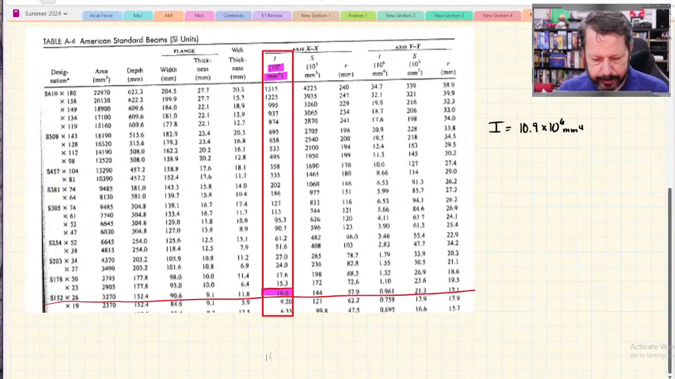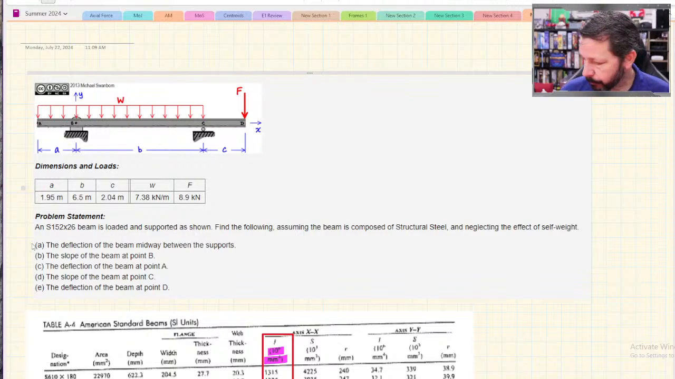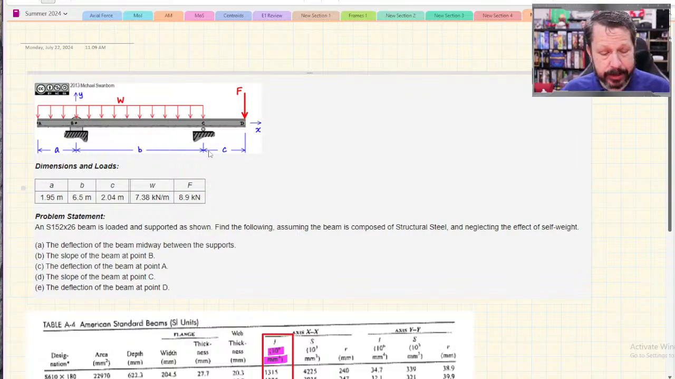All right. So let's go back to here. We're working on part A. We want to know the deflection midway between the supports. Okay? So this one's a little bit tricky because we've got a simply supported beam, but it has two separate cantilevered sections. AB and CD are both cantilevered sections of the whole beam, which is simply supported. We have a pin and a roller.